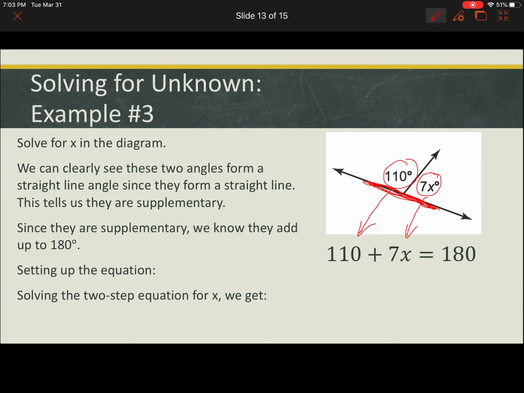Again, solving a two-step equation. We're left with 7x equals 70. Divide by 7. And x equals 10.